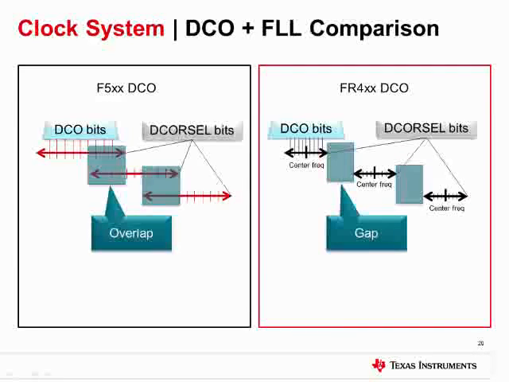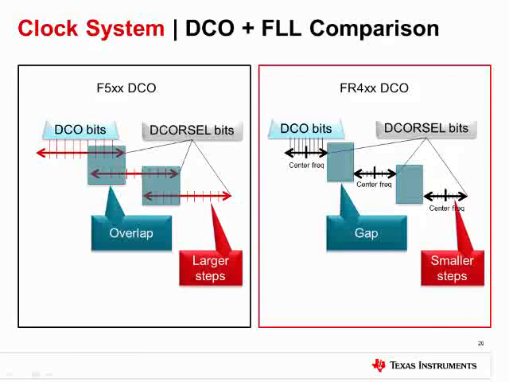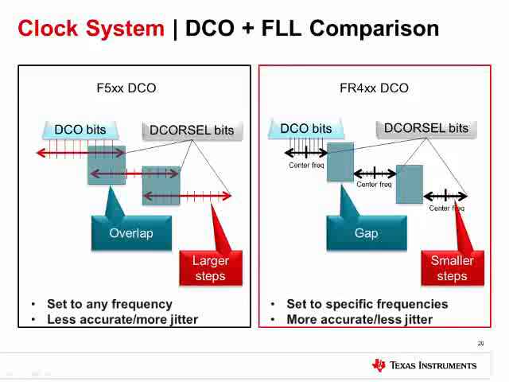On FR4X, because of the smaller ranges, these frequency steps between different DCO X bits is much smaller. This helps you to be able to have higher accuracy. The modulation will also have less jitter as the DCO modulates two frequencies because the two frequency steps are closer together. In summary, the F5X DCO is a bit more flexible in that you can set it to any frequency. However, even though you have to select a more specific frequency range with the FR4X and can't set to a frequency in the gaps between the ranges, you get a more accurate result even without a crystal.